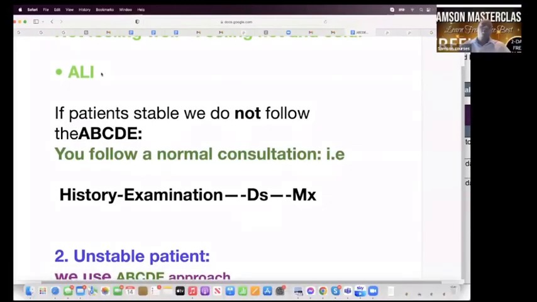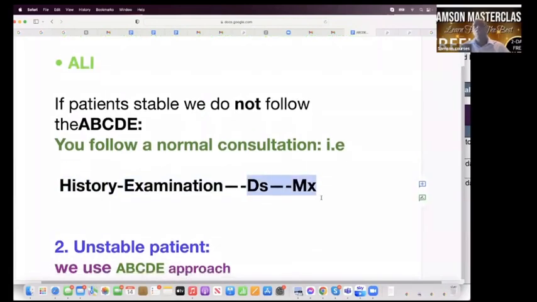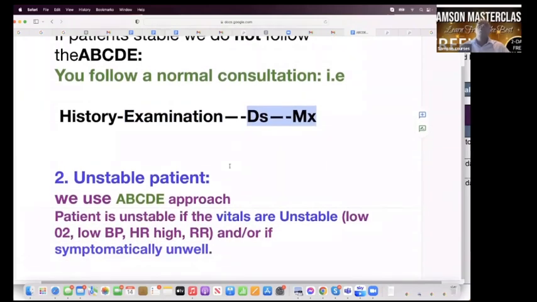Acute limb ischemia, this is a clearly stable patient assessment. So we're going to use what? We're going to take the whole history, then perform the whole examination, then discuss diagnosis and the management. How does acute limb ischemia present?